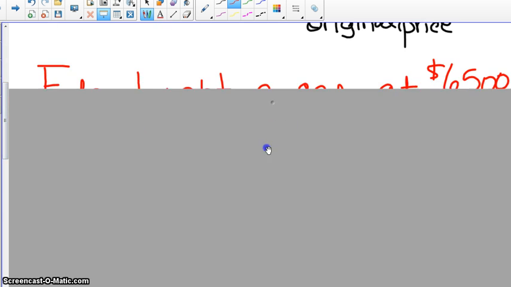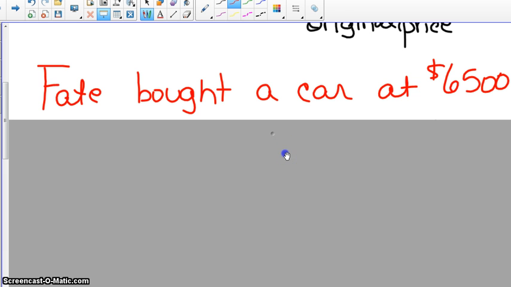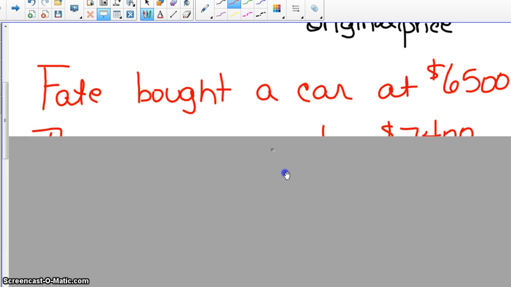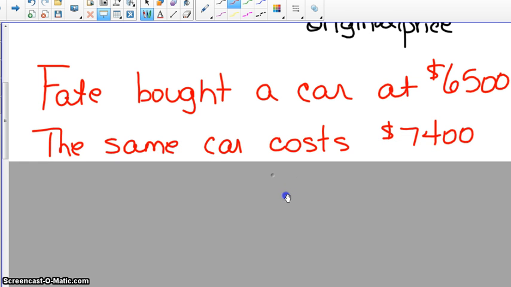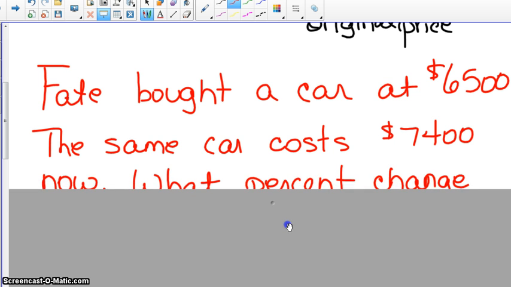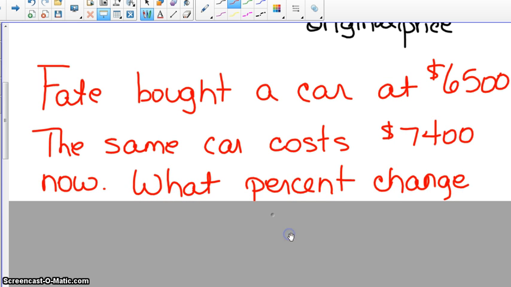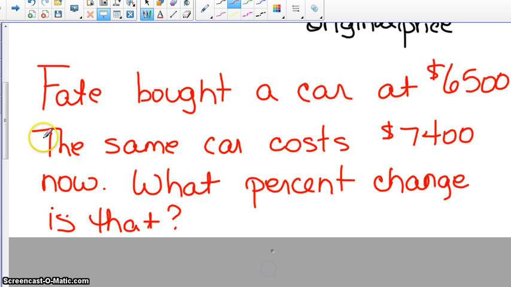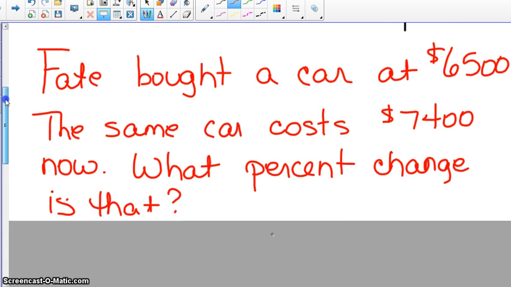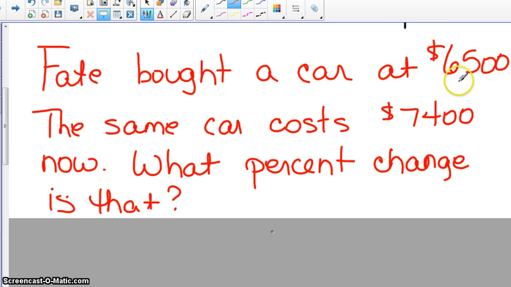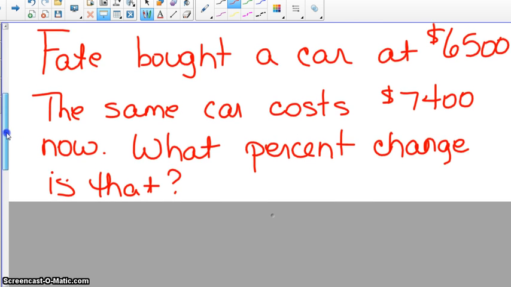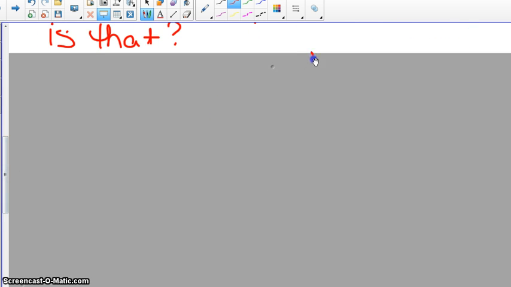So let's give you a problem. Fate bought a car at $6,500. The same car costs $7,400 now. What percent change is that? So the original price was $6,500. The new price is $7,400. Pause when you need to stop because I'm going to keep going.